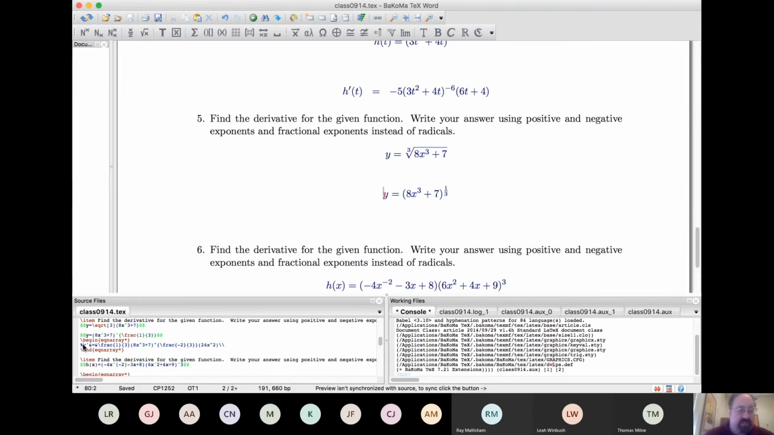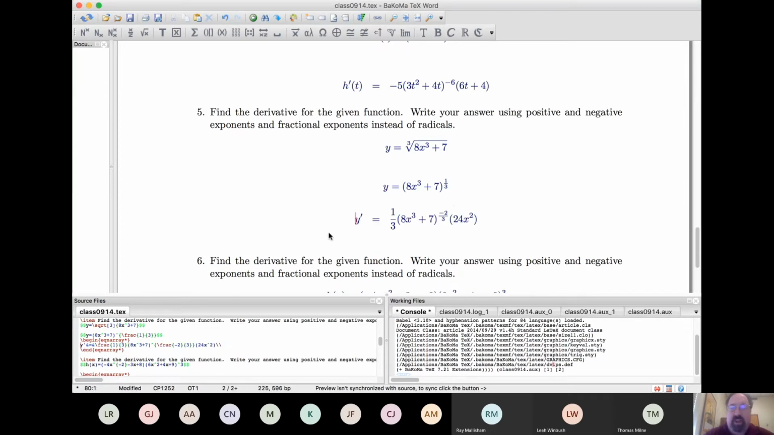And then once you have it in that form, then you can apply the same old general power rule. So bring the 1/3 down, this expression raised to the -2/3 power because we're subtracting 1, and then take the derivative of what's inside. Here there's an obvious opportunity to simplify a bit. You can combine a 1/3 and a 24 to get 8, but again, not essential.